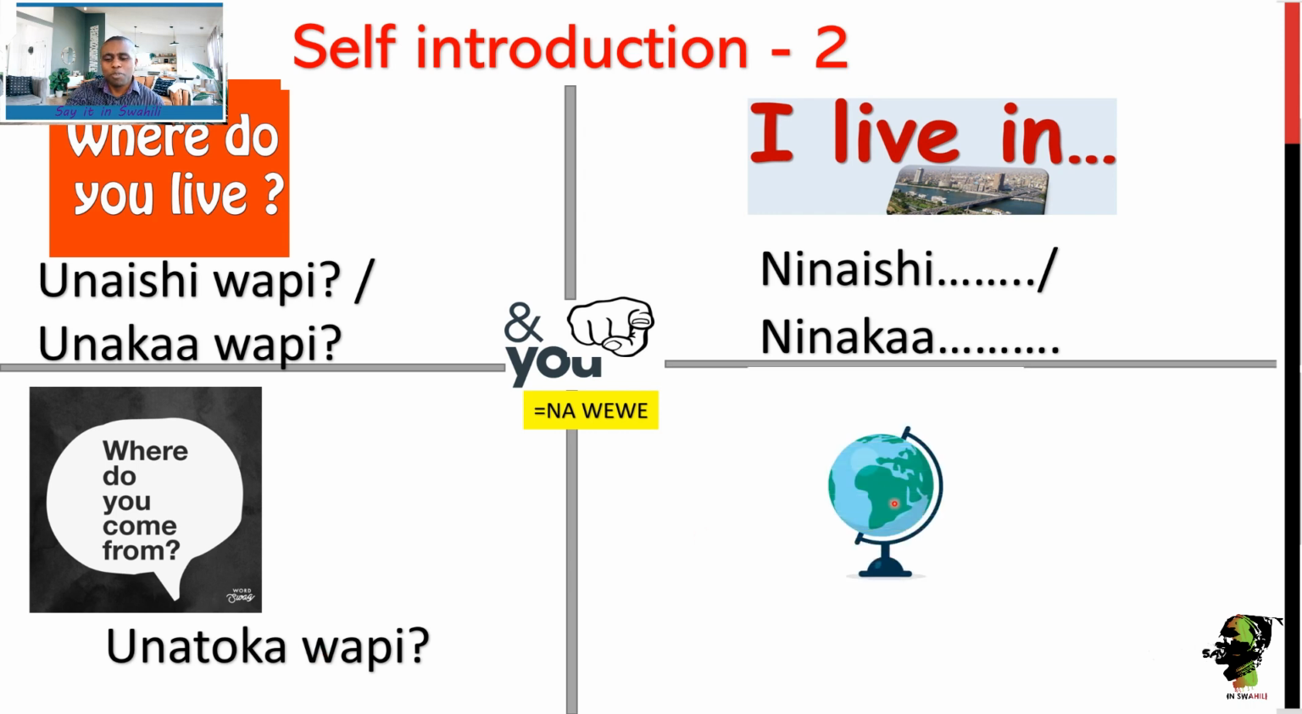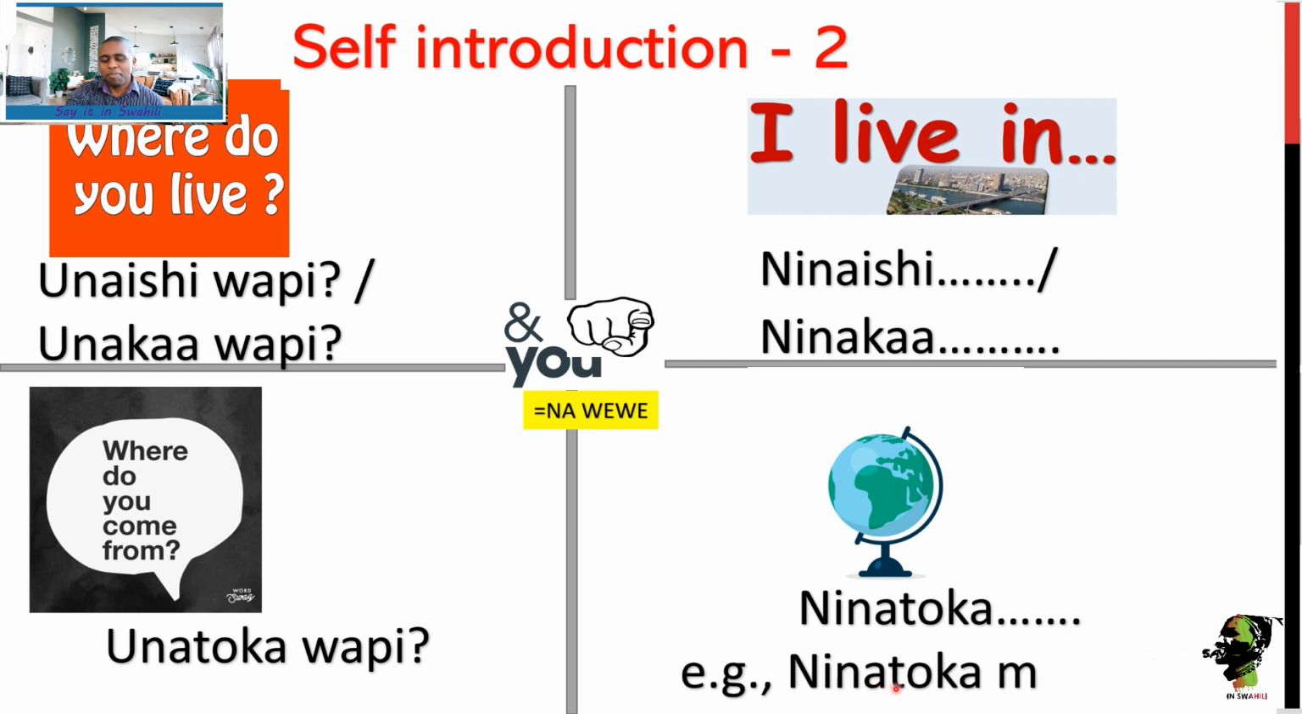Let's hear the response. Ninatoka, for example, ninatoka Marekani. I come from America. Ninatoka Uingereza. I come from England. Ninatoka Uchina. I come from China. Ninatoka Algeria. So any country that you come from, you use ninatoka, I come from. There's something you might have started noticing, the u, you, ni, I. We'll be looking at that when you're constructing sentences in a few lessons to come. Sante.